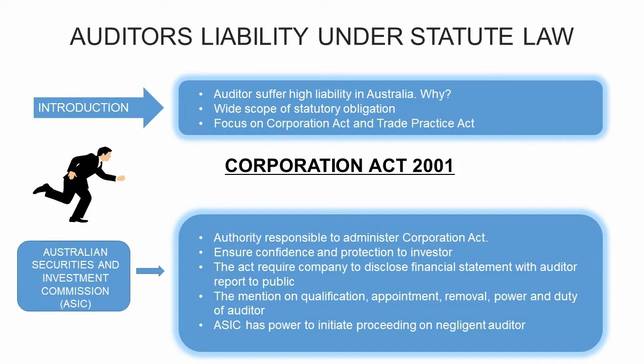The Act also mentions the qualification, appointment, removal, power and duties of the auditors. If auditors breach this Act, ASIC, which I mentioned before, can start proceedings against those auditors. They also have the power to put penalties on the auditors. What I can say is this commission is the first reason to point out for the auditor's liability.